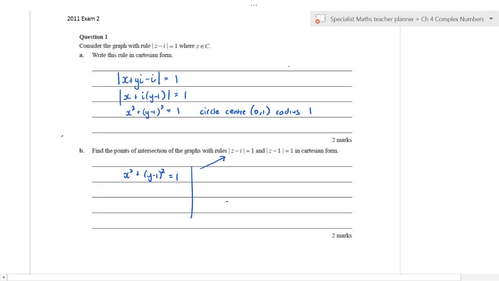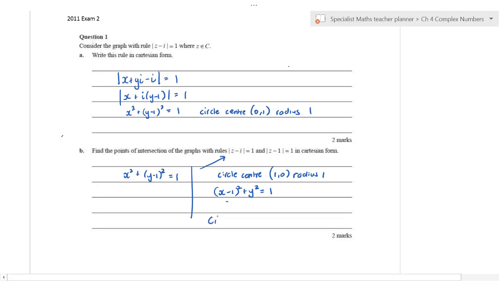And you've also got the modulus of z minus 1 is equal to 1. Now, what this is, just by looking at that geometrically, you're not asked to show that. That's going to be a circle, centre (1, 0), radius 1, without even doing any algebra. So in other words, this circle over here is going to be (x minus 1) squared plus y squared is equal to 1.